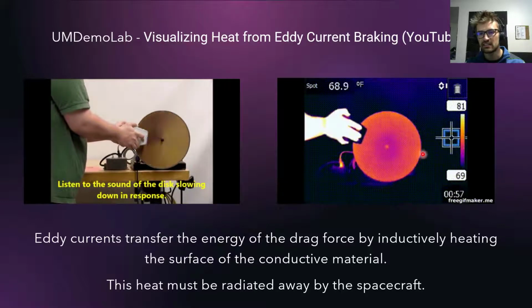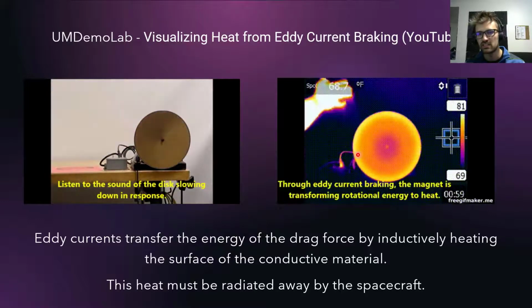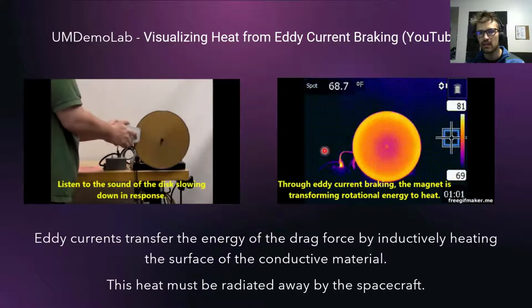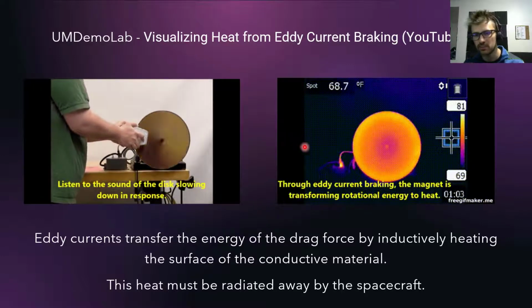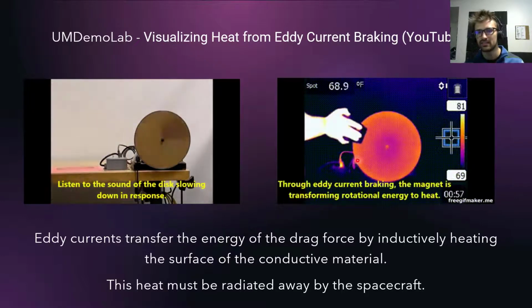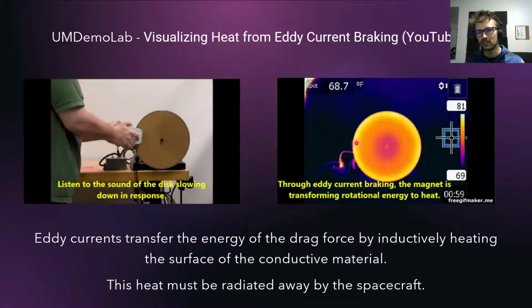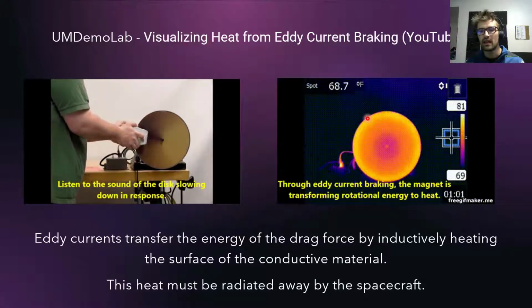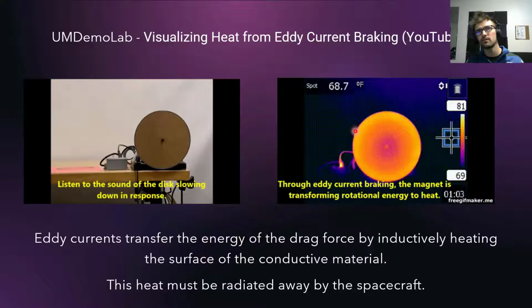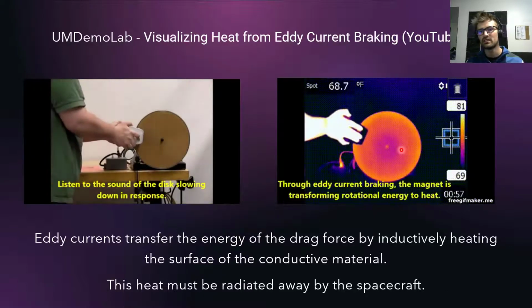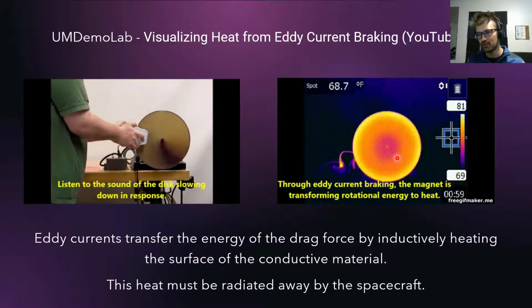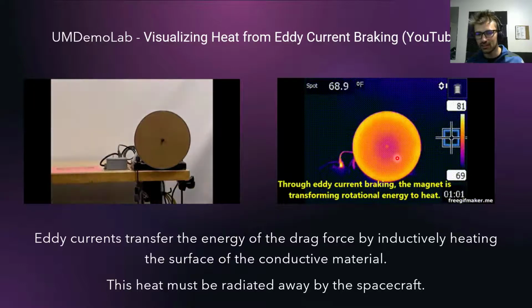And then as the disc slows down, off to the right here, you'll actually see the disc begin to heat up. That comes from these induced eddy current forces, which will then heat up this conductive material. So hopefully you got all that. If you have a spacecraft moving through the vacuum of space, you need to get rid of that heat, or else you vaporize your spacecraft, which is not good.